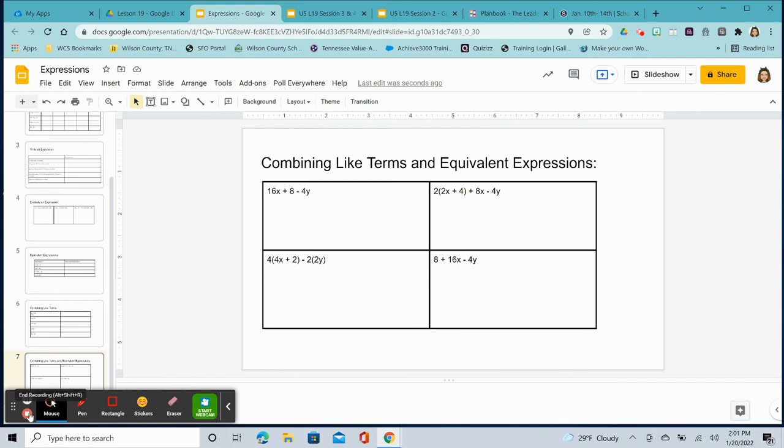So rewind, pause the video as much as you need to. Make sure that you have these things down on a piece of paper to put in your math folder. Make sure that you have labeled it as expressions. You could even label it as expressions review if you wanted to.